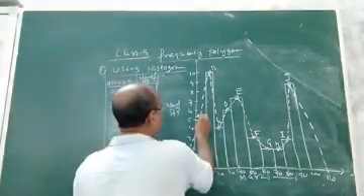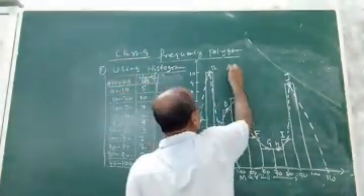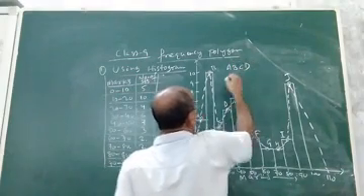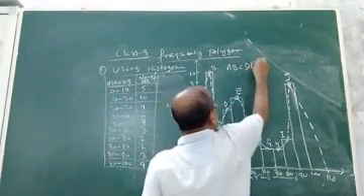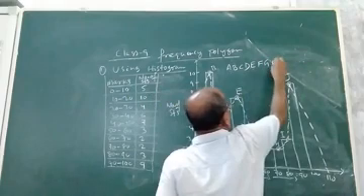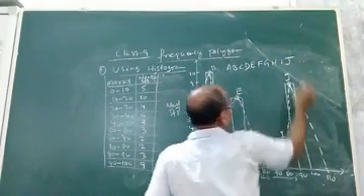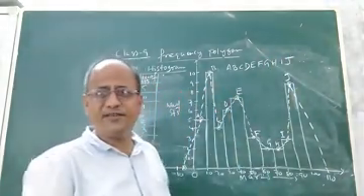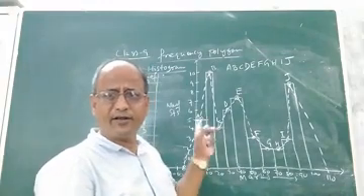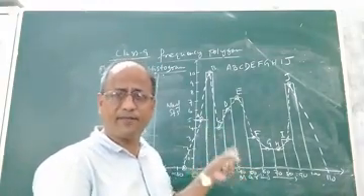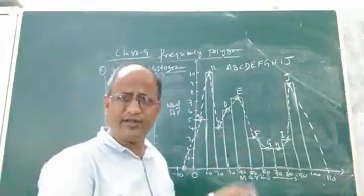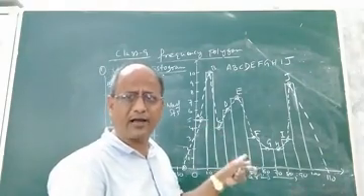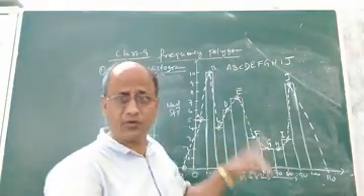See, what is the name of this curve? A, B, that means A, B, C, D, E, F, G, H, I and J. You see, A, B, C, D, E, F, G, H, I, J. This will be the required curve, and this curve is obtained how? By joining the midpoints of the bars or rectangles after constructing the histogram.